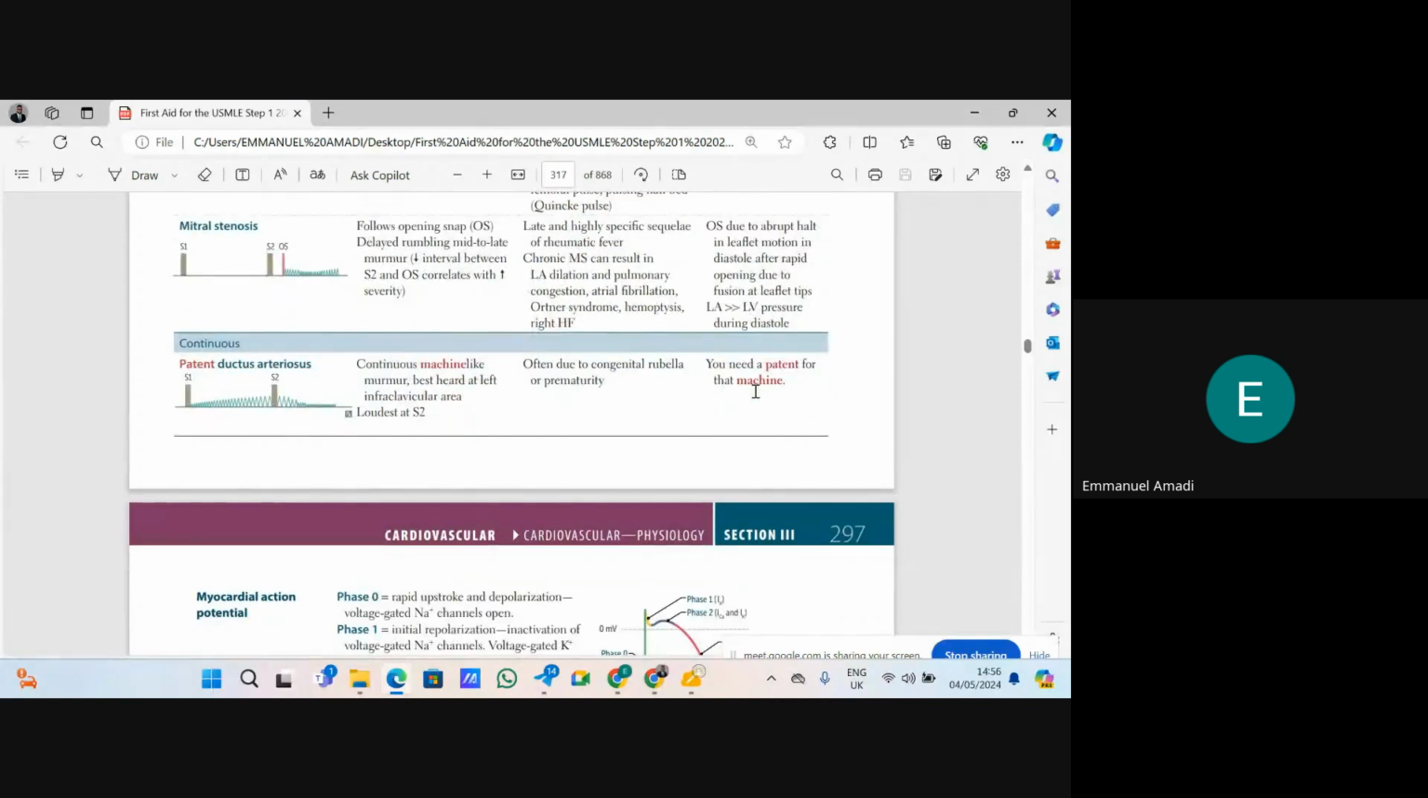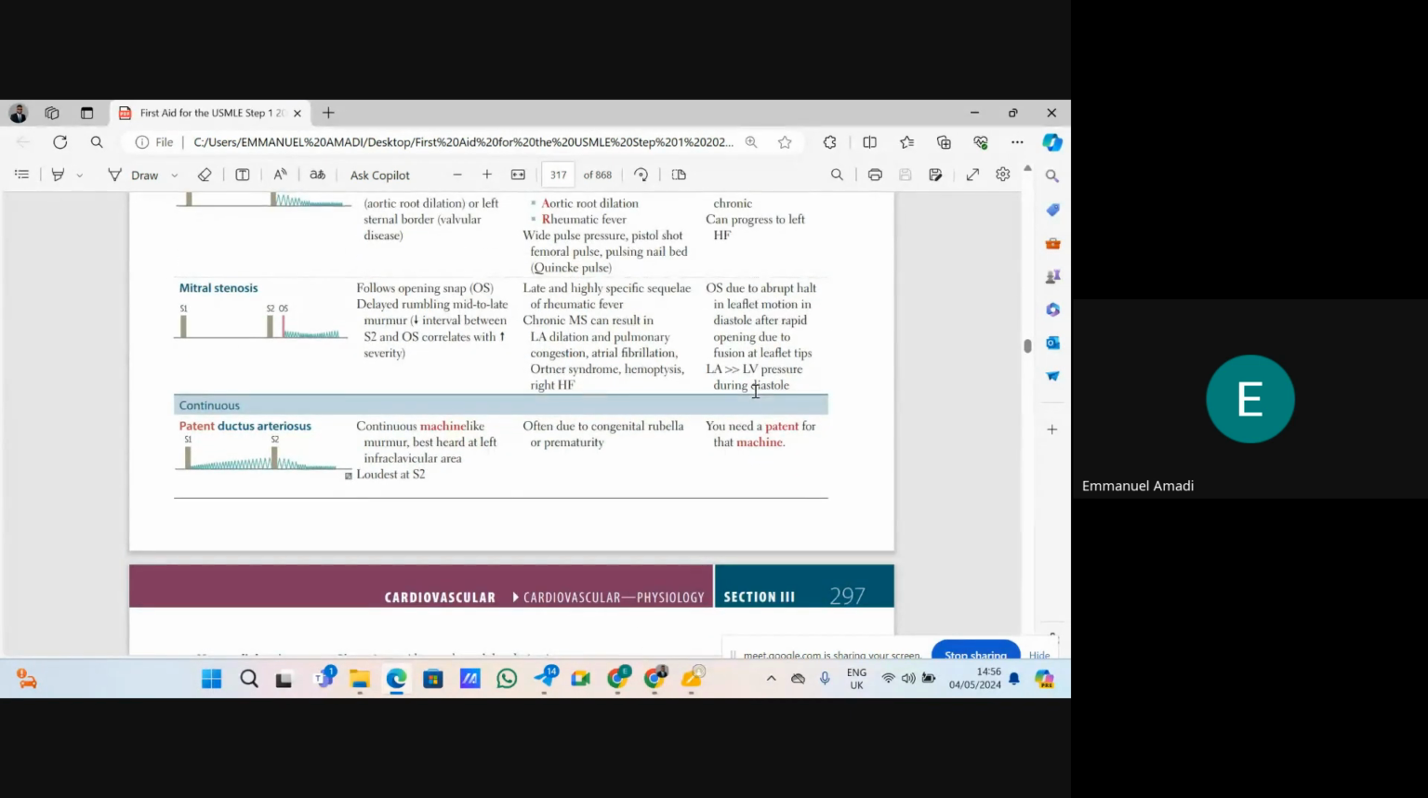Finally, when you talk about your patent ductus arteriosus, this is what we call the machine-like murmur. The machine-like murmur in the sense that you hear this at every point in time, whether in systole or in diastole. You just keep hearing it continuously. Of course, this will be seen in congenital rubella. If you've done TORCH infection, you know what we're talking about.